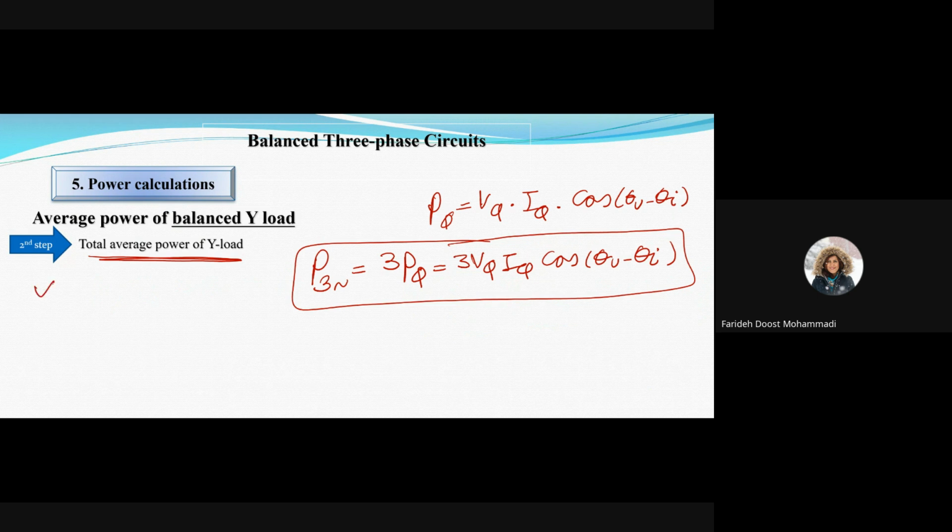If we have a Y connected load, we know that in a Y connection, the current of the line is exactly equal to the current of the phase. Regarding the voltage, we know that the magnitude of VL is equal to radical 3 times the magnitude of V phi.